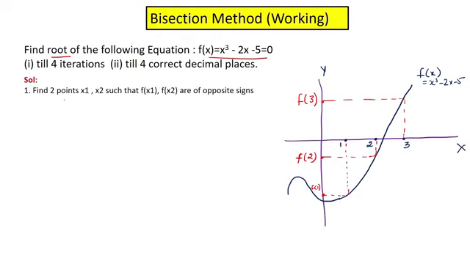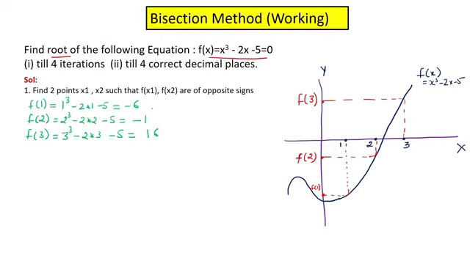So the first step in the working of the bisection method is we have to find the 2 points x1 and x2 such that if we multiply the value of f of x1 into f of x2, we should get a negative value. That means these two values should be of opposite sign, as we have discussed earlier. So for this you have to take some values of x and try them by putting into the function. So here what I have done is I have taken the value of x as 1, 2, 3 and I have tested the values.